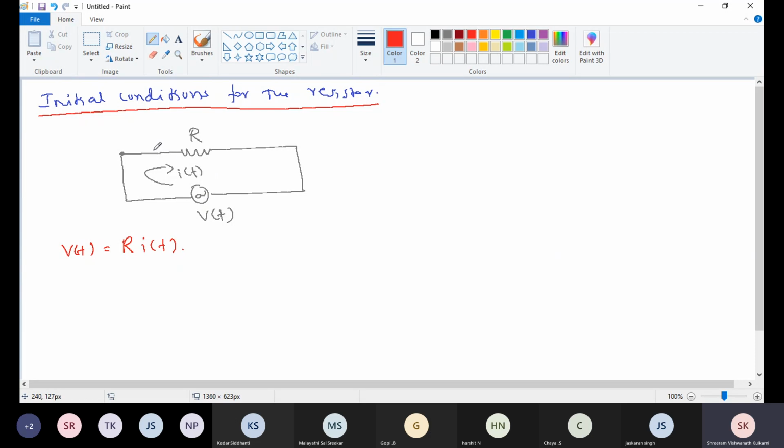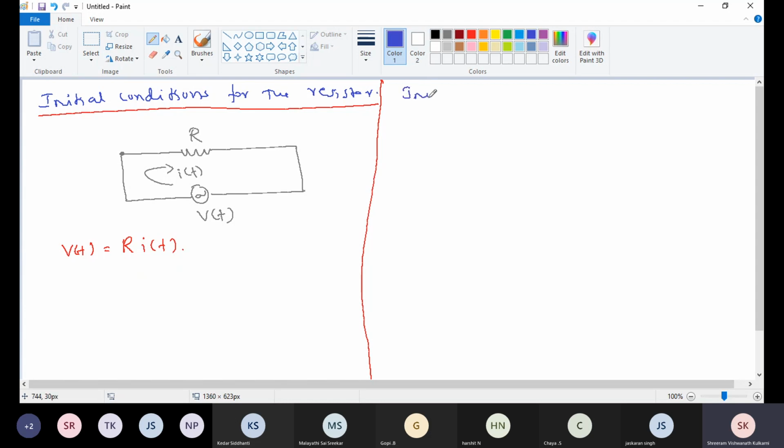It means the current flowing through the resistor will change according to V of t. Or if I connect a current source, the voltage across the resistance will change instantaneously when the current through the resistance changes. Okay, this is about the resistance.